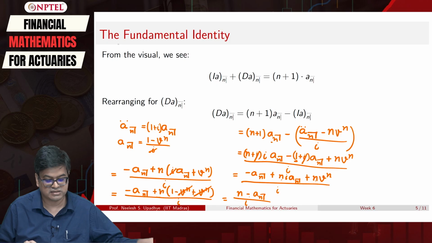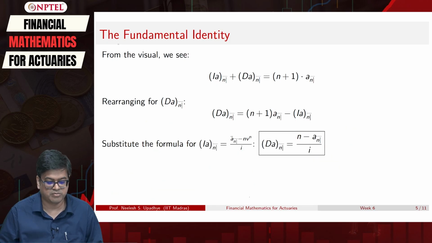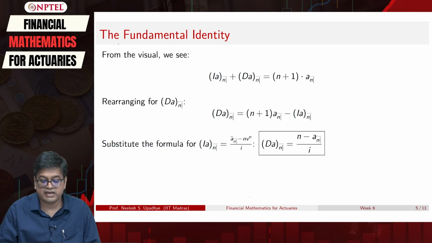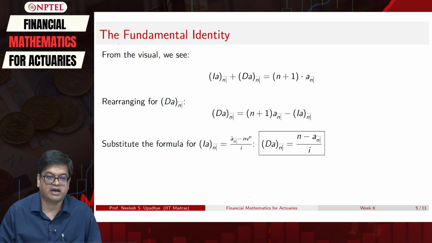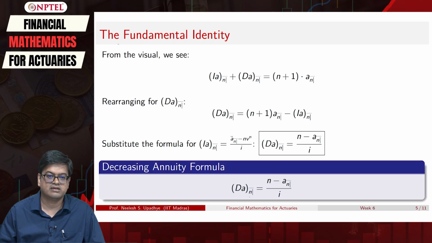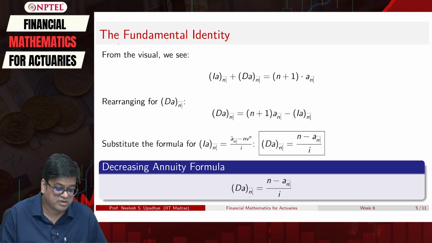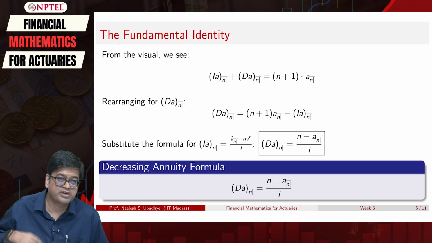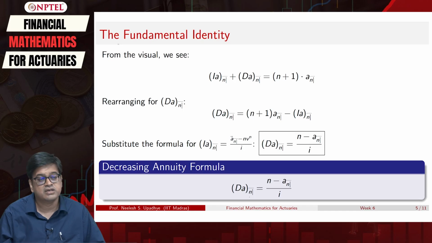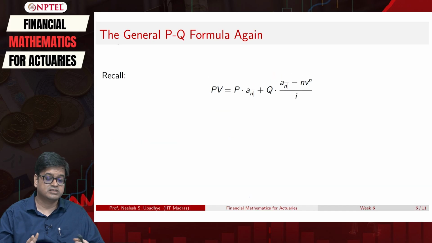So let us see this in a neatly written form, that is the formula. If I substitute this A double dot n and do some algebra, I get the formula for decreasing annuities as n minus A n upon I. However, this is the formula, so you can remember it. However, when you are trying to solve the problem, this formula may be rarely useful. What you need is that PQ method that we deployed, right? So let us now revisit that PQ method and understand how this formula will change.